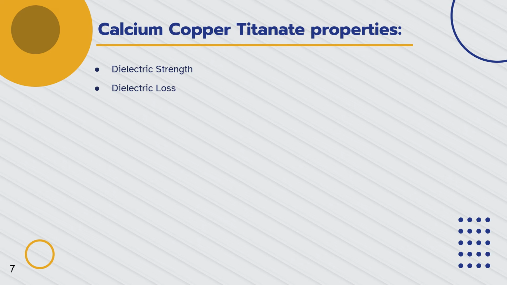Dielectric strength. Unfortunately, there is a limit on the voltage an insulator can withstand before conducting electricity. All materials have an upper voltage limit called breakdown voltage. The breakdown field for calcium copper titanate sintering at 1100 degrees Celsius for 4 hours can reach 21 kilovolts per centimeter, which is considered a very good value. Dielectric loss. Calcium copper titanate has a very acceptable value of dielectric loss.